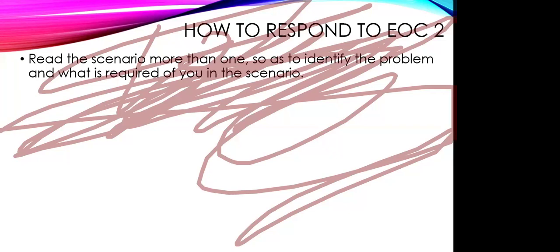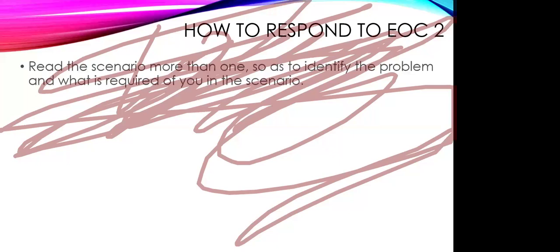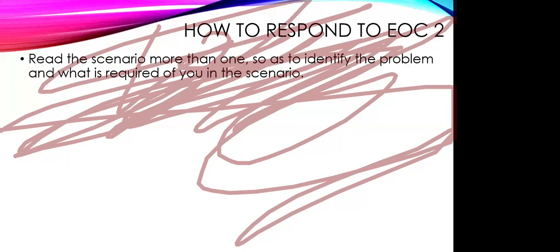Besides, it's okay. We have talked about section A, and section B requires us to handle 2 elements of construct. Part 1 talks about element of construct 2, and the element of construct is you being able to appreciate ICT safety and proper management of e-waste. We have items 2 and 3. What is expected of you?